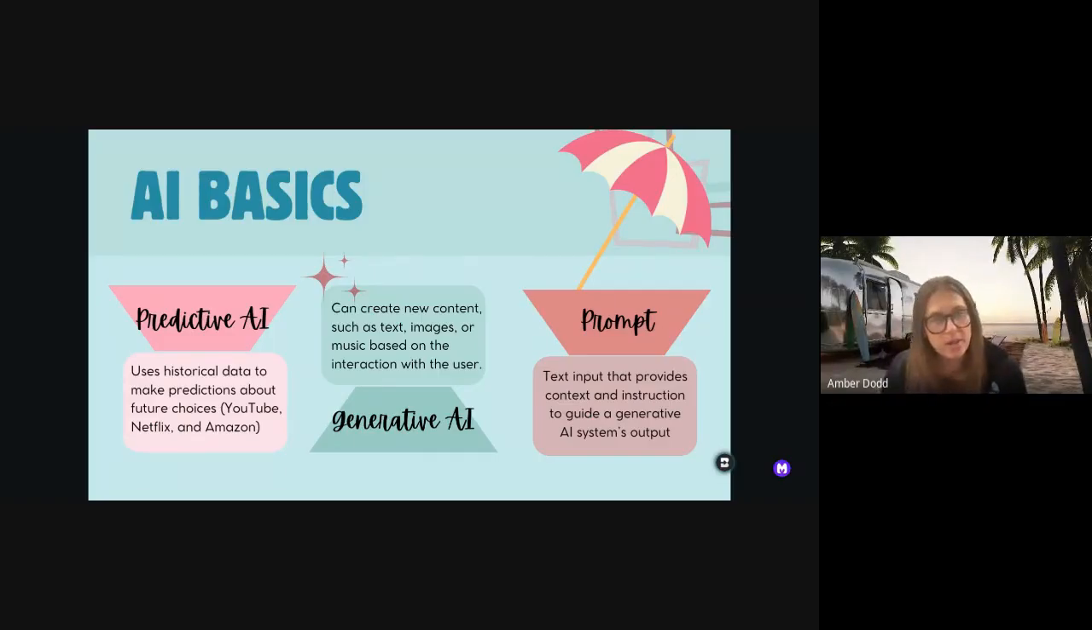We also have, and what has caused the hubbub is, generative AI, which is creating new content such as text, images, or music based on our interactions. And then the other term is prompt.